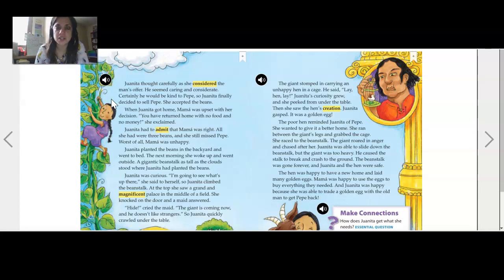There's a feature of the fairy tale. A magical beanstalk from these beans is going all the way up to the clouds.